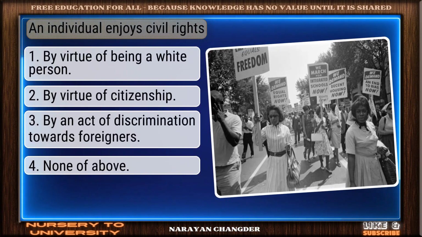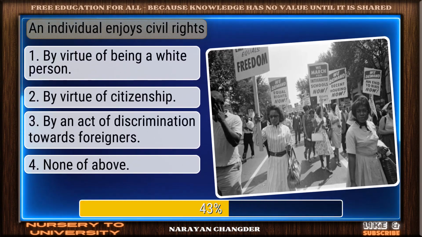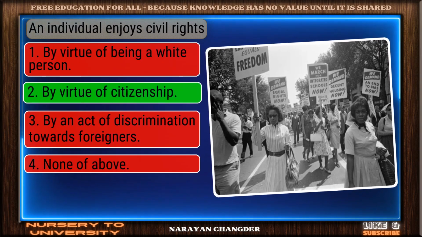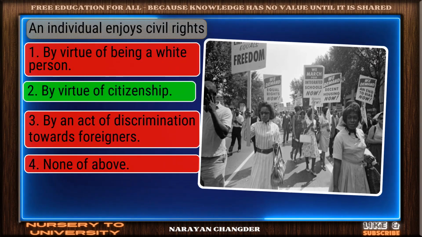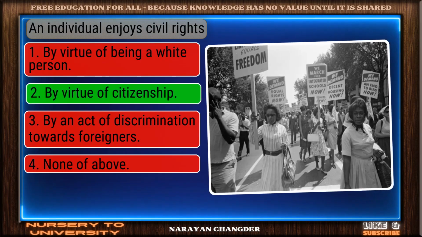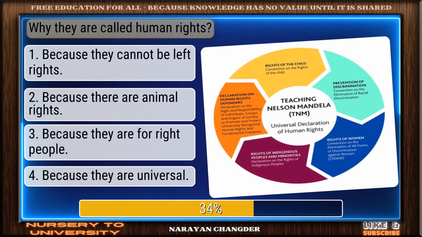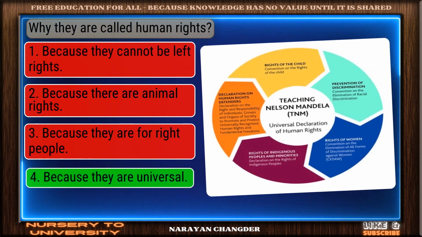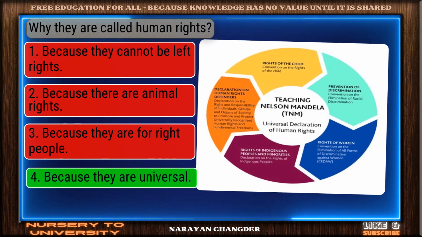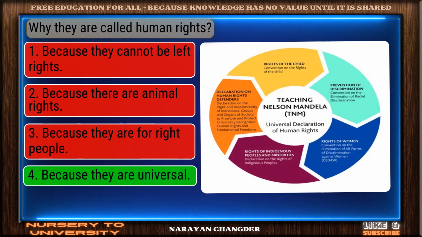An individual enjoys civil rights. You chose by virtue of citizenship, and it is correct. Why they are called human rights? Right again. Because they are universal is a valid answer.